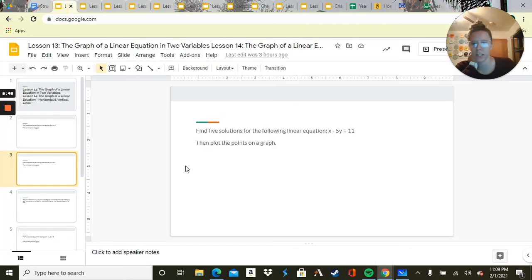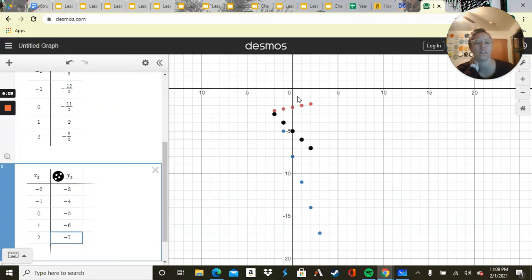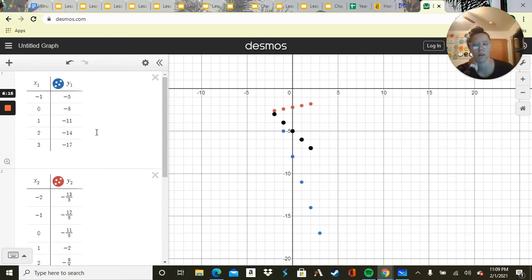So we'll go back here for just a second, and we talked about this last time. One way to determine if a given point is on the graph of a linear equation is by checking to see if it is a solution to the equation. Note that all graphs of linear equations appear to be lines. So let's just say we want to know if 0, 0 is going to be a point or a solution to an equation. Doesn't look like it would be in a line for any of our equations. Okay? So you can visualize, but you can always plug it in.